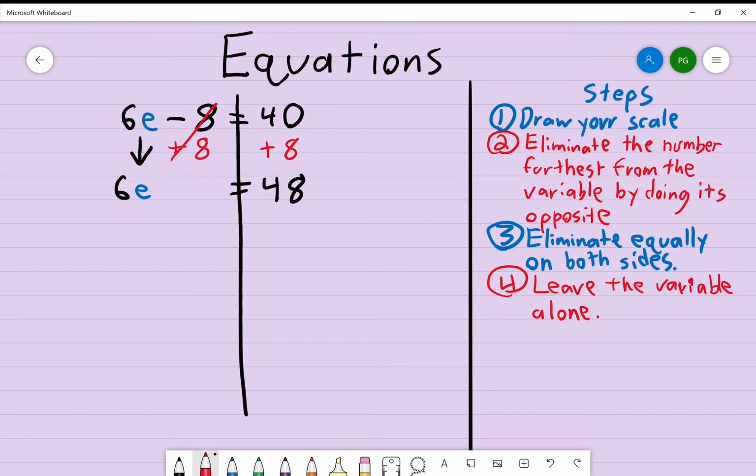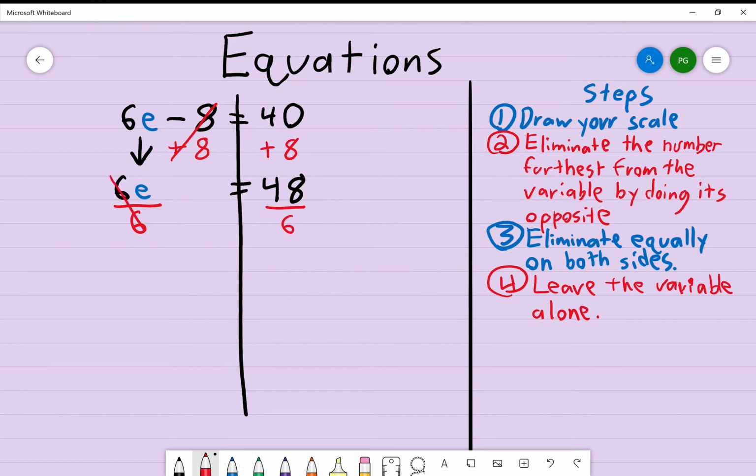Remember, step 4, leave the variable alone. The variable is not alone right now. It's next to a 6. If it's directly next to a 6 with no signs in between them, it has to be multiplication. So what's the opposite of multiplication? Division. Instead of multiplying by 6, we're going to divide by 6. I need to make sure I do that on the other side as well.